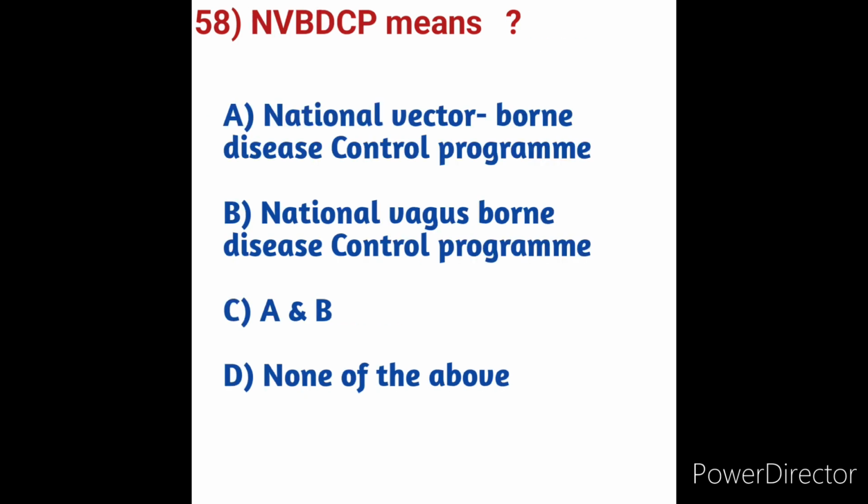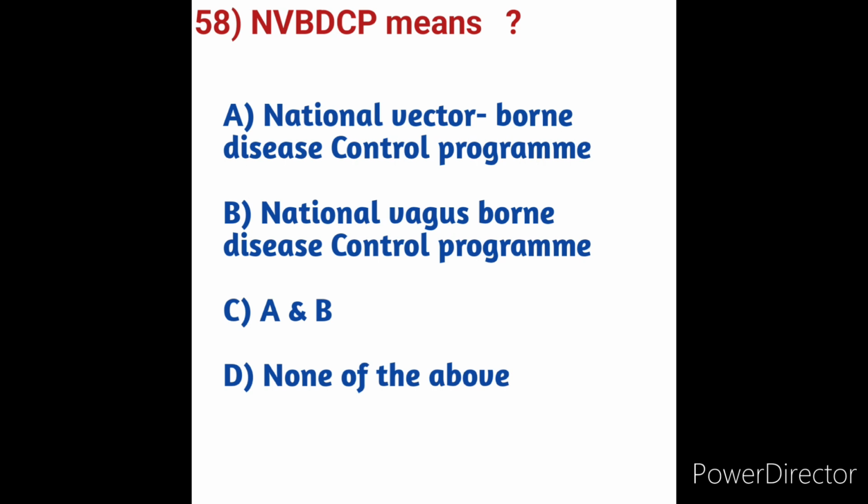NVBDCP. What is meant by NVBDCP? We will see here the options. Option A, National Vector-Borne Disease Control Program. Option B, National Vagus-Borne Disease Control Program. Option C, A and B. Option D, none of the above.